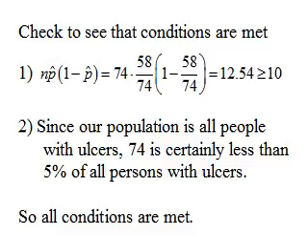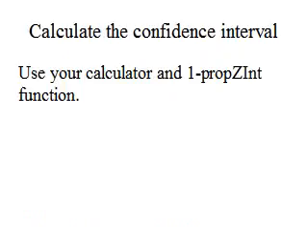So the first one, n times p hat times 1 minus p hat, equals 12.54, which is greater than or equal to 10. And secondly, since our population is all people with ulcers, 74 is certainly less than 5% of all the persons with ulcers, so our conditions are met. So to calculate the confidence interval, we're going to use the TI-84 and the 1-PropZInt function.